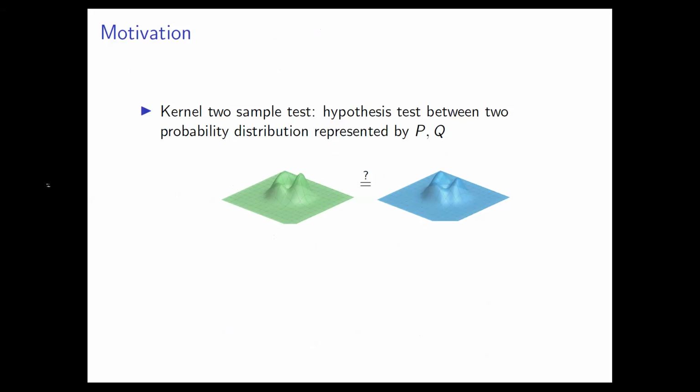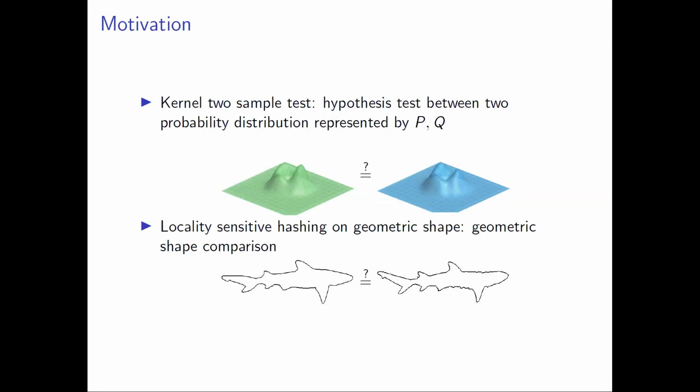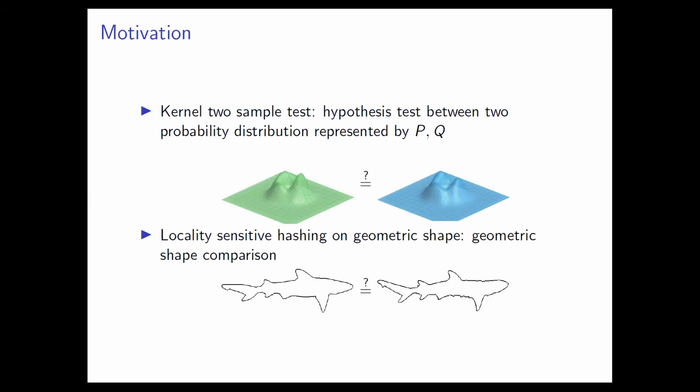Then, why do we want to study the kernel distance? There are some applications of it. First, we can use the kernel distance to do a kernel two-sample test. That means when we have two distributions, we test whether these two distributions are the same or how close they are. Also, we can use the kernel distance to perform locality-sensitive hashing on geometric shapes. That means we compare the shapes of geometric objects and see how close the shapes are.